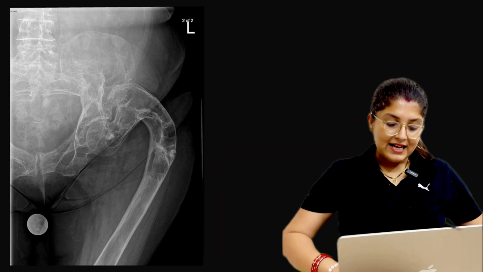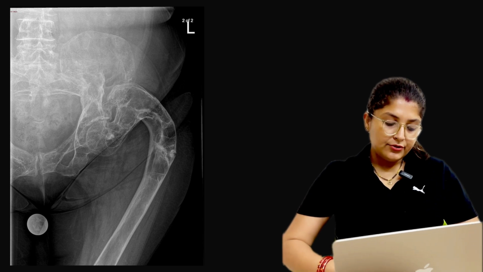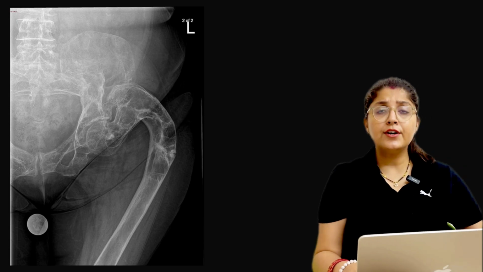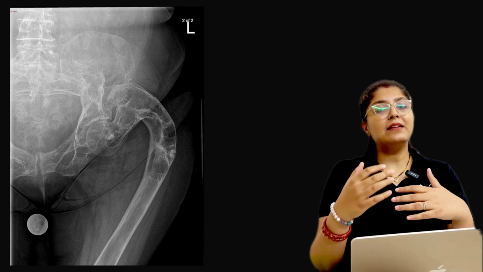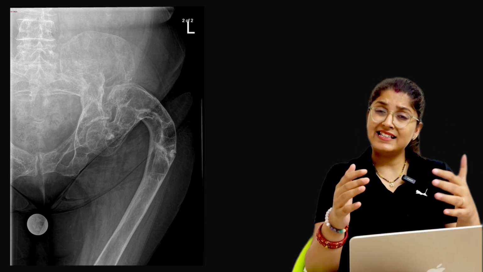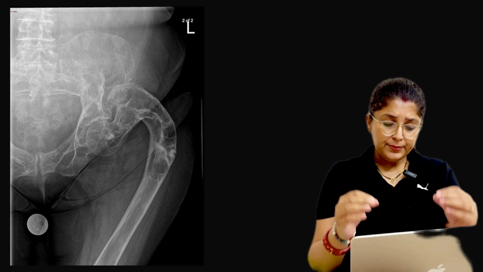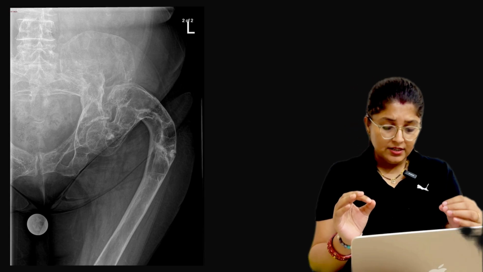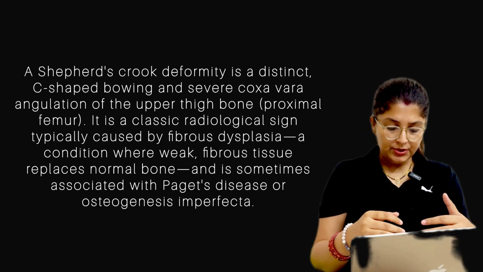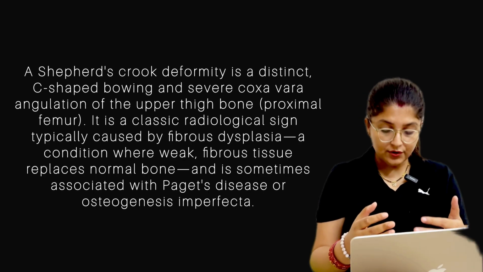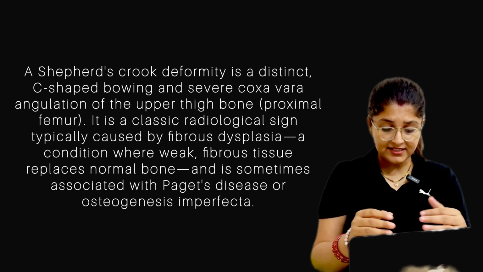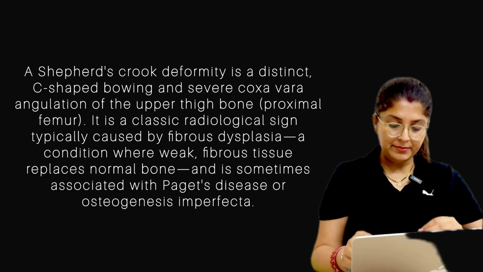Now coming to the last variety of radiological feature, that is the radiological feature of the skeleton, okay? Now what can be seen if we study the radiological features of the skeleton? The skeleton bone is involved. The primary site is the metaphysis of long bones, okay? Curvature of the femoral neck and proximal shaft of the femur can be involved, and this condition is going to be called Shepherd's crook deformity, alright?